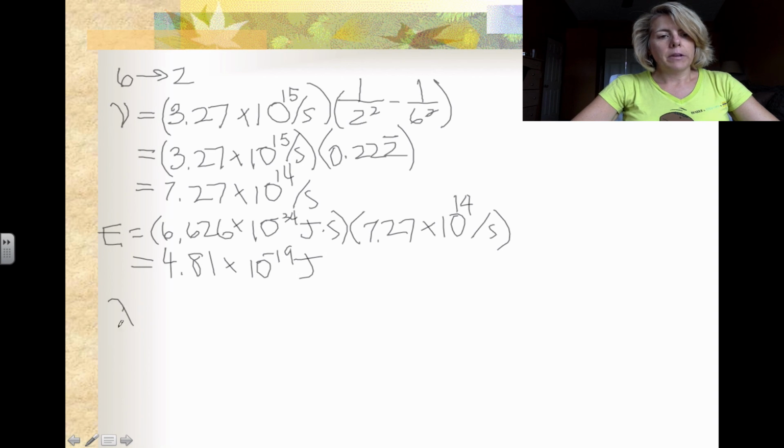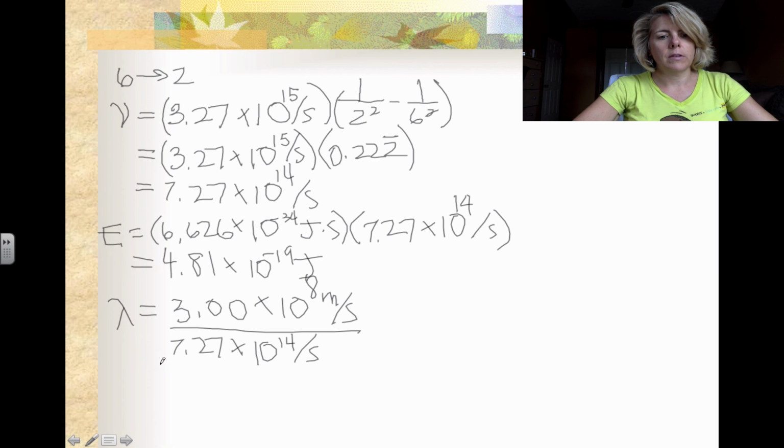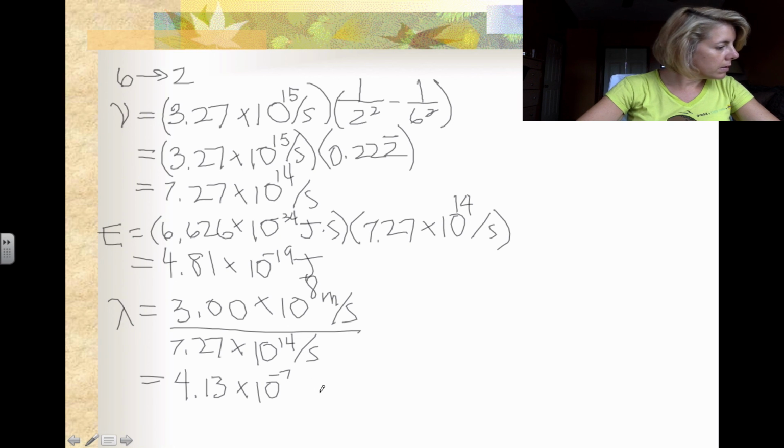And then lastly, lambda. So lambda equals speed of light, which is 3.00 times 10 to the 8th meters per second, divided by your frequency, which is 7.27 times 10 to the 14th per second, and that equals 4.13 times 10 to the negative 7 meters.